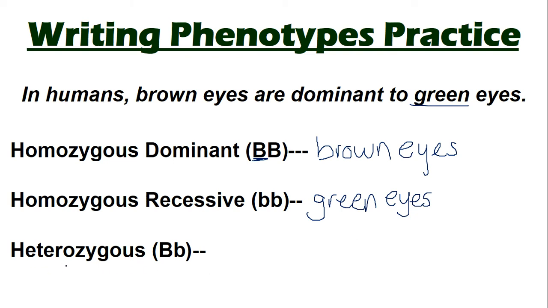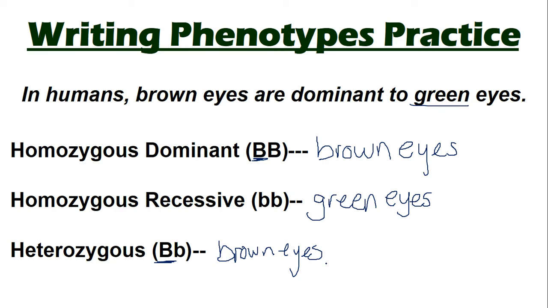The last one is heterozygous. It was big B, little b. We have at least one big letter in here. When you have at least one big letter, you have to give it the dominant trait. So that means it's going to have brown eyes.